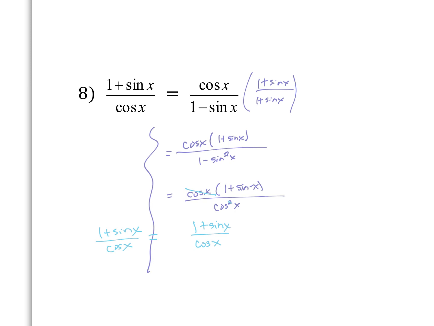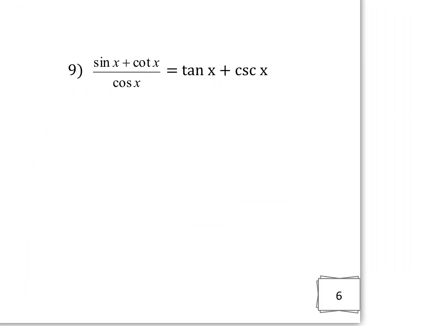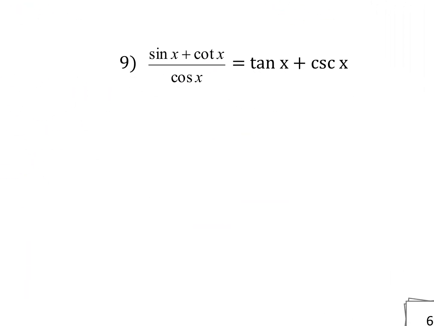Roman? Could you just change the 1 minus sine x at the beginning? To what? Cosine x? Well, no, you can't. Oh, it's not squared though. It's got to become squared before you can switch it to cosine squared. Okay? Yep. Okay. All right, number 9.